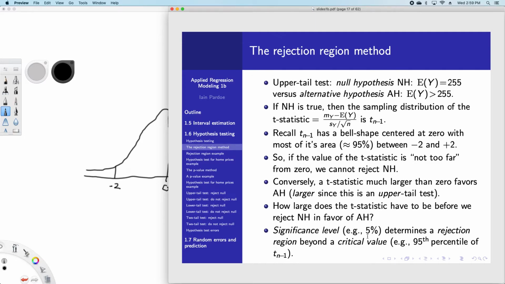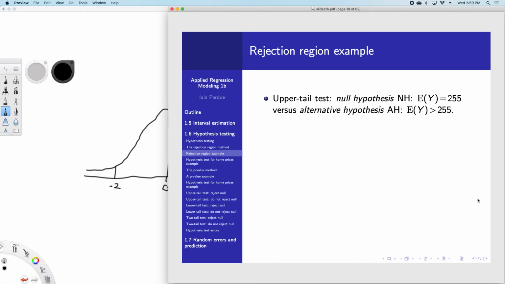If we have a significance level of 5%, then that critical value would be the 95th percentile of the t-distribution for an upper tail test. So let's see how that all works. I'm going to do an upper tail test for population mean equal to 255 as the null, population mean bigger than 255 as the alternative.